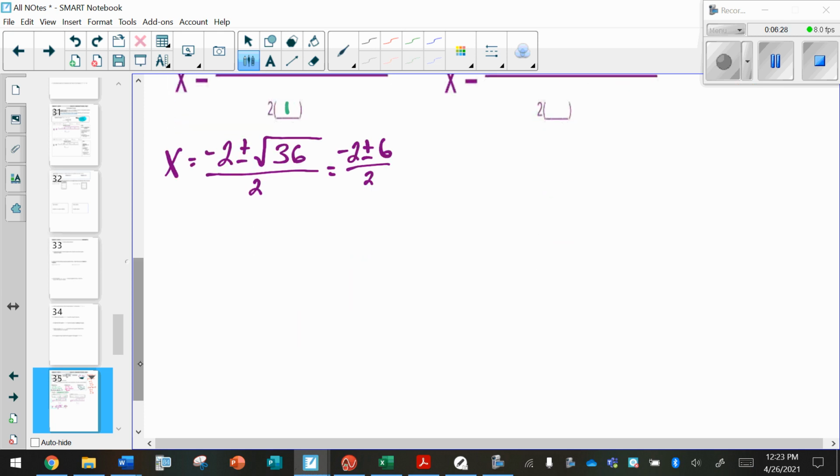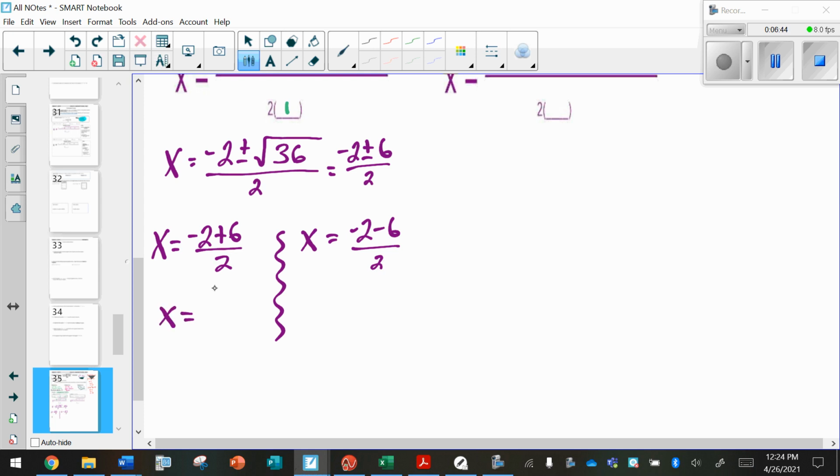So my two roots come where x is equal to negative 2 plus 6 divided by 2, and x equals negative 2 minus 6 divided by 2. That's my two different answers. So that would be, let's see, negative 2 plus 6 is 4. 4 divided by 2 is 2.